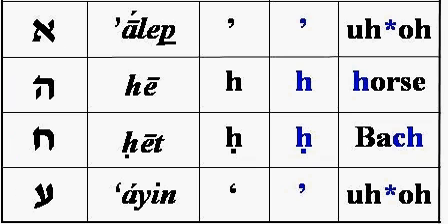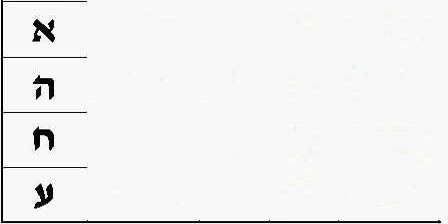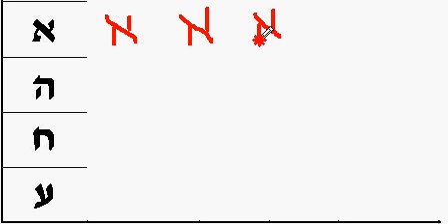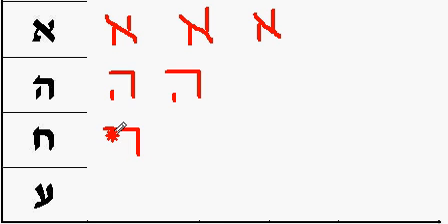Now let's demonstrate the way we are going to write them. Again, we'll start with the Aleph. 1, 2, 3. You can make it more decorated than me. Everything will be okay. The Hey, 1, 2, 3. The Chet, 1, 2, 3. The Ayin, 1, 2. Some people would write it like that, 1, 2.